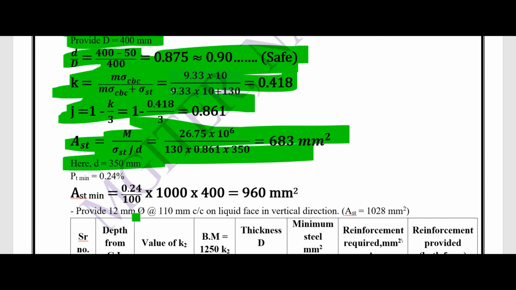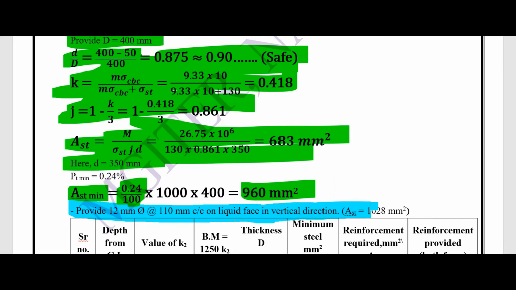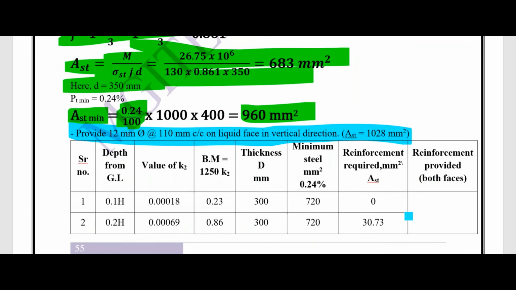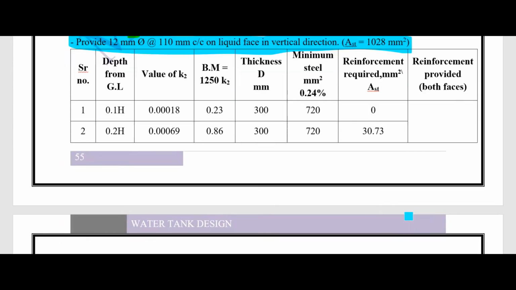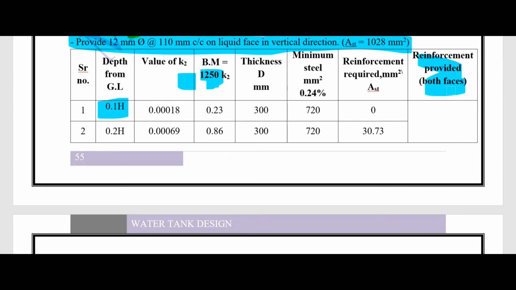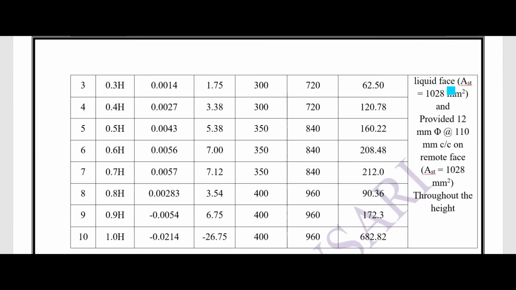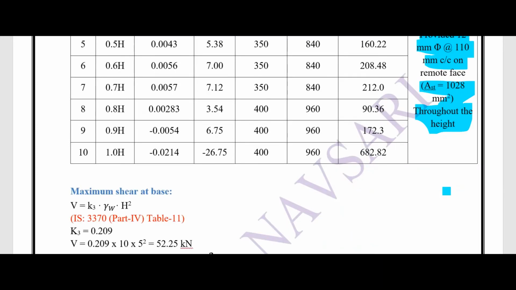Now D is equal to 300 mm, AST minimum 0.24%, so 960 mm square is the minimum reinforcement required. So we provide 12 mm dia at 100 mm on the liquid face in the vertical direction, 1028 mm square. Here is a table for the depth, point H, value of K2, BM, reinforcement provided. On the liquid face, provide 12 mm dia, 100 mm center to center, and on the remote face throughout the height the same, right? So our design is completed.